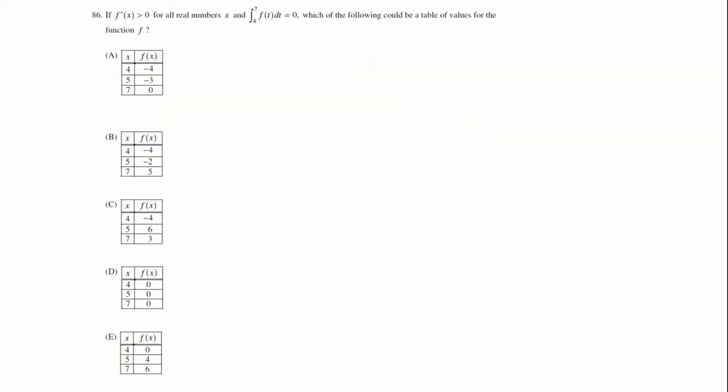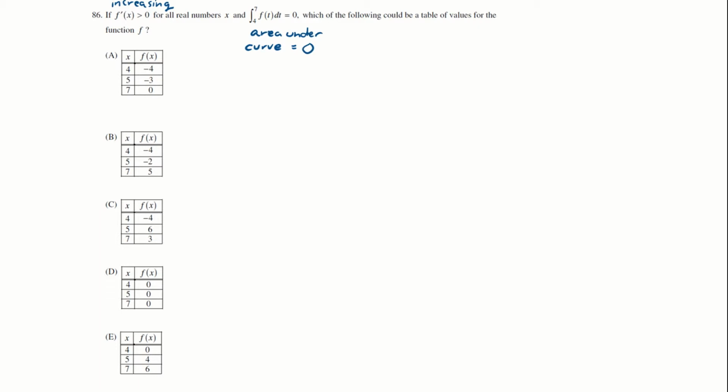In this question, it says, if f prime of x is greater than 0, which means the function is increasing, for all real numbers x, and the integral from 4 to 7 of f of t dt is equal to 0, which of the following could be a table of values for the function f? So this means area under curve is equal to 0 on the interval from 4 to 7. But let's first focus on the fact that f prime of x is greater than 0. That means the function has to be increasing.